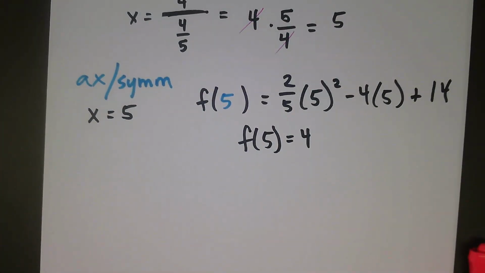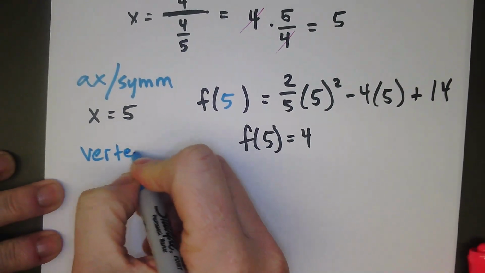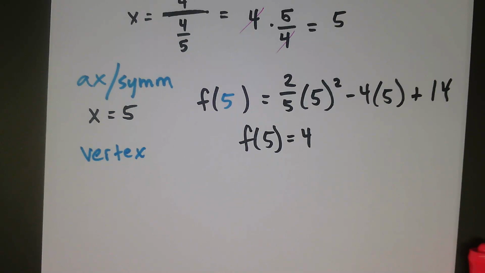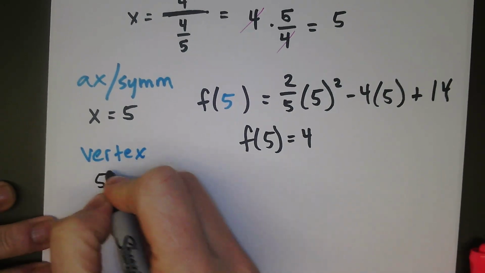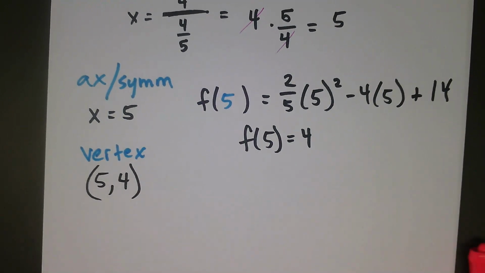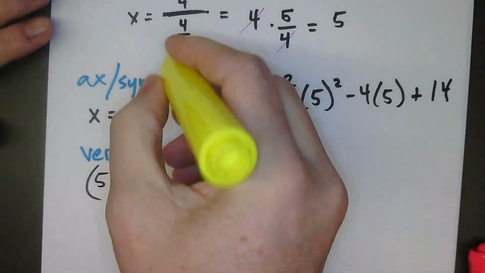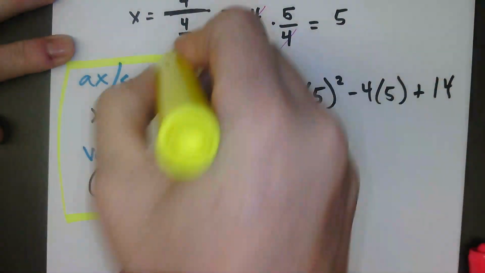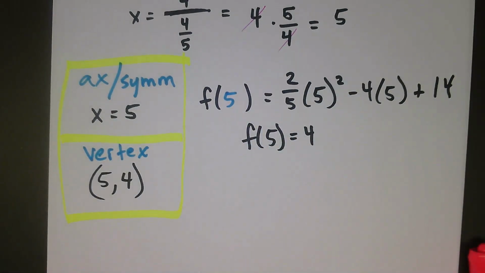And that means that my vertex is going to be the coordinate 5, 4. It's on the axis of symmetry and has a y value of 4. These are our two answers. Hope that's helpful. Message me anytime with questions.